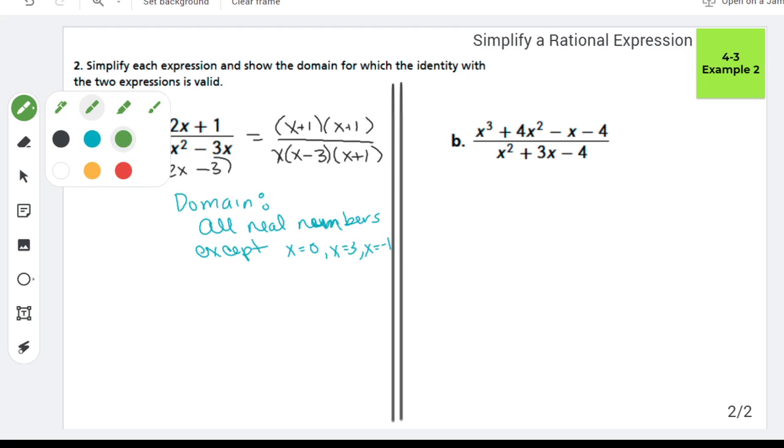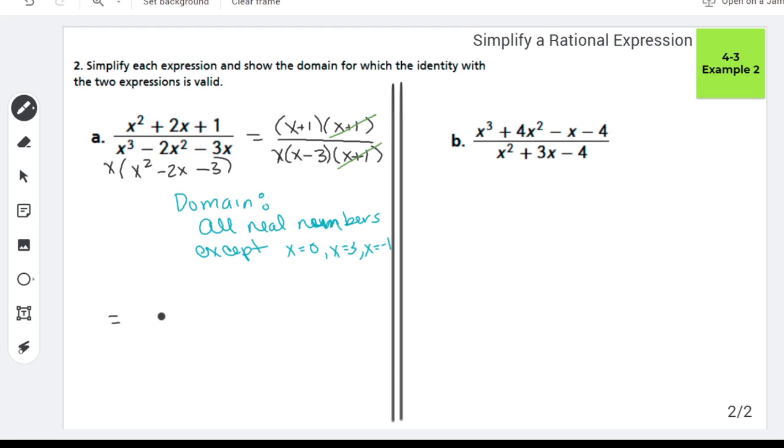Alright, so now to simplify the expression, I'm looking for what's in the numerator and the denominator that I could cancel out. I see an x plus 1 on each of those. And that's it. Those are the only things that match. I like to think of it as a game of Go Fish or something.